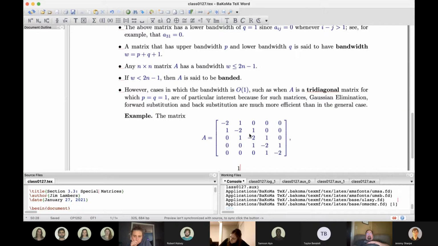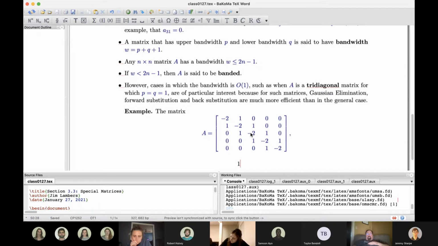There are a lot of matrices like these that come about from finite difference formulas for derivatives, and this is very important for numerical solution of differential equations. So this matrix is banded and tridiagonal. We have an upper and lower bandwidth of 1.